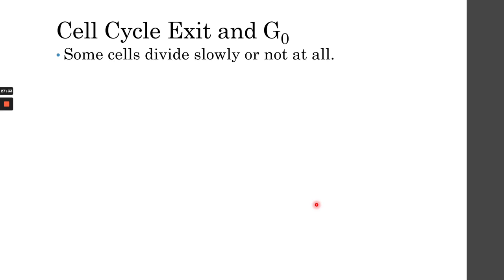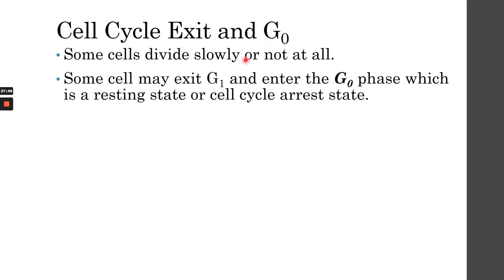And lastly, cell cycle and G0 phase. So some cells divide slowly or not at all. So meaning after nila mag-divide once, tapos na sila. For those cells na nagdi-divide slowly, hindi lagi nagdi-divide, they enter a phase called G0 phase. In G0 phase, this is where the cell rests. We call it the resting state of the cell cycle, or the cell cycle arrest state.